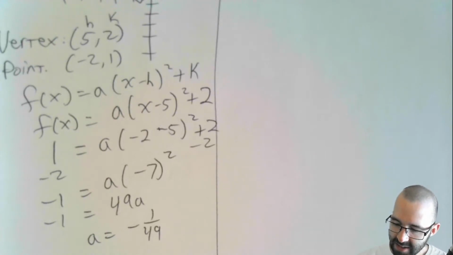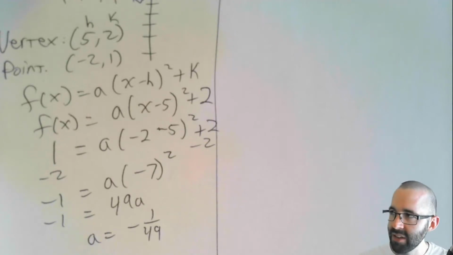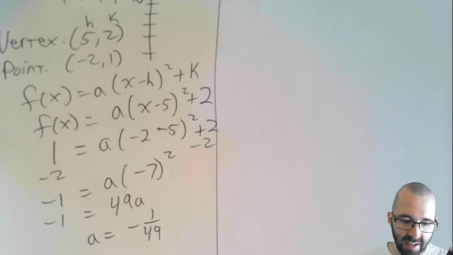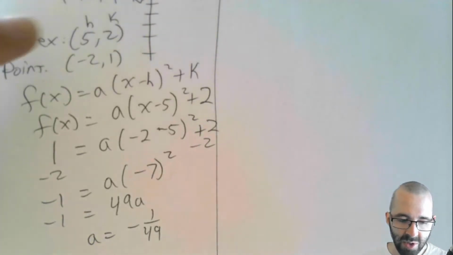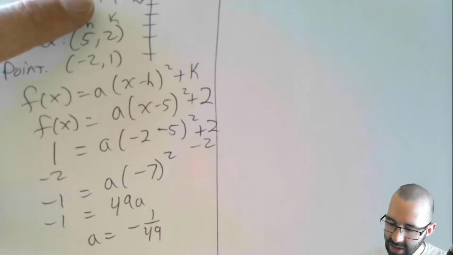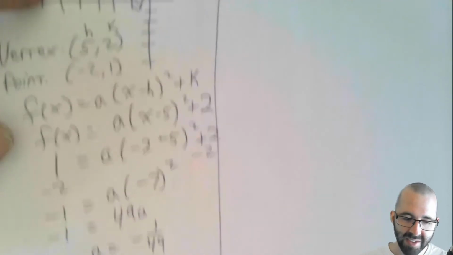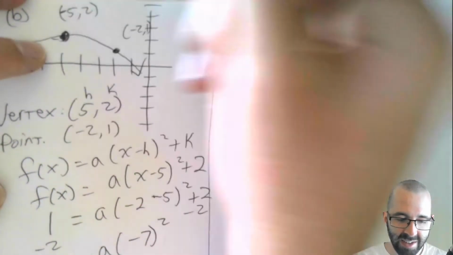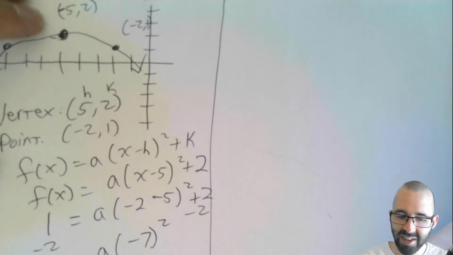The vertex should be at negative 5, 2. We have that right here. And then it should go down 1 and right 3, point negative 2. Oh, that's what happens. This is the point negative 5, 2. I labeled it wrong.